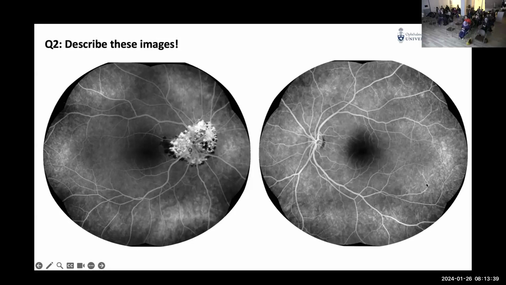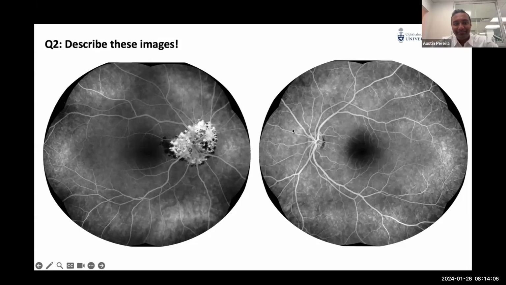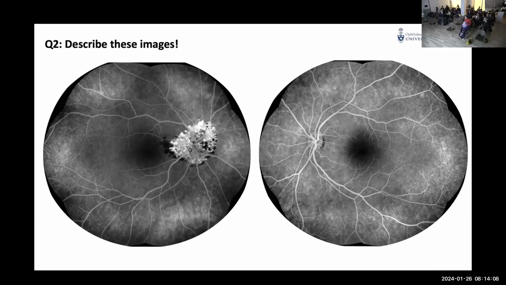So these are bilateral IVFA images, as you said, in the late phase. And you can see the most striking finding in the right eye is hyperfluorescence in this patchy pattern around the optic nerve head with punctate areas of hyperfluorescence within that. And it seems to be limited to that area with no leakage beyond those borders.